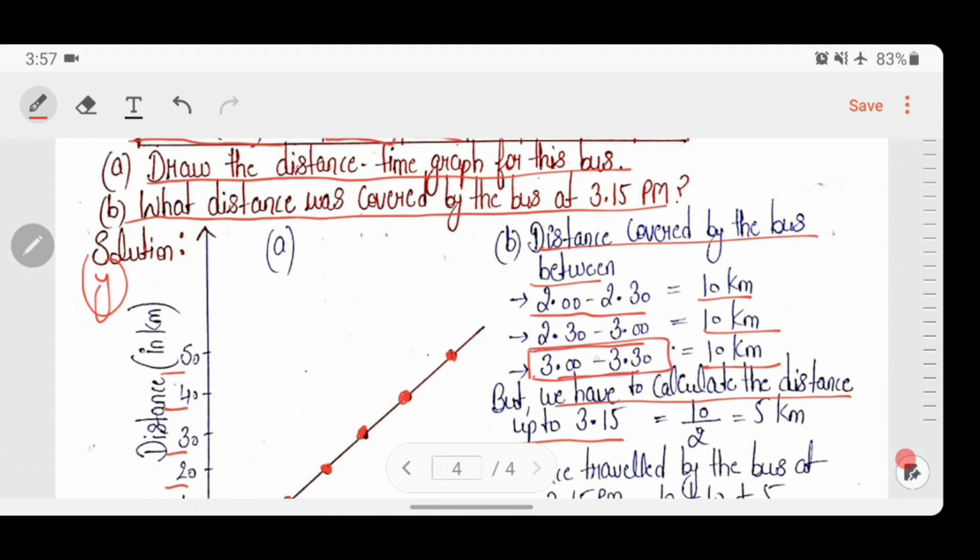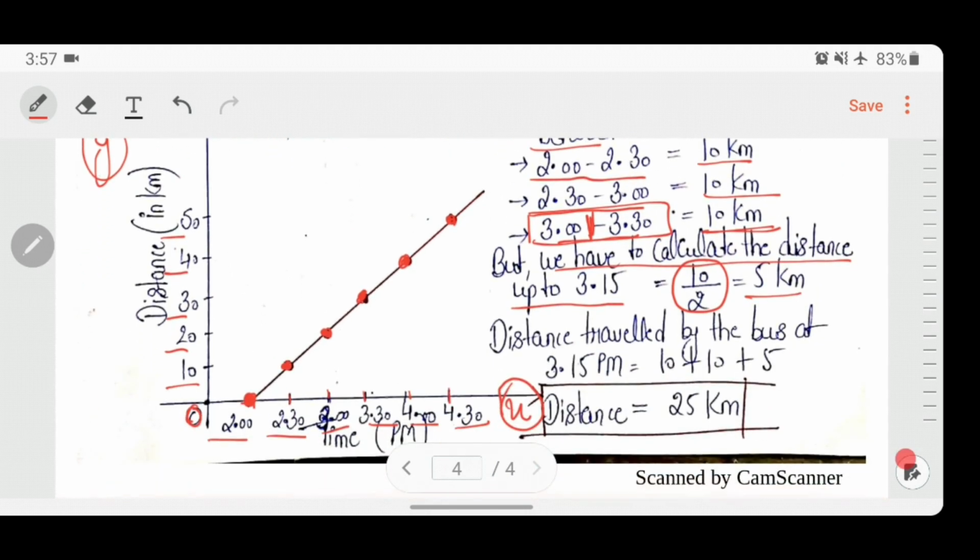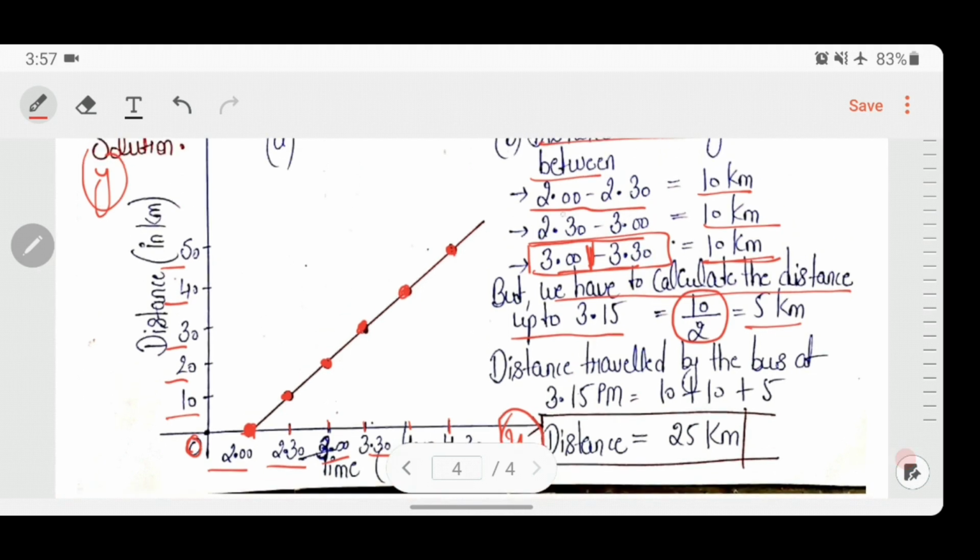Let's take the distance between 3 p.m. to 3:30 p.m., which is 10 kilometers, and 3:15 is half of the time between these two. So we can simply find the distance, which is 5 kilometers. Now the distance traveled by the bus by 3:15 p.m.: we simply add the distance traveled between 2 to 2:30 p.m., which is 10 kilometers, 2:30 to 3 p.m., which is also 10 kilometers, and between 3 p.m. to 3:15 p.m., which we found is 5 kilometers. After adding these distances, we get 25 kilometers.